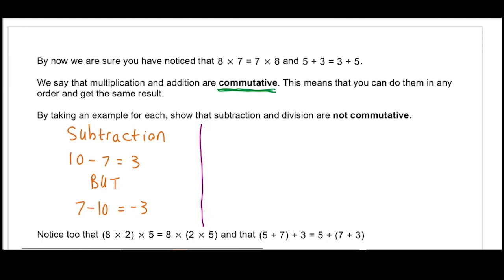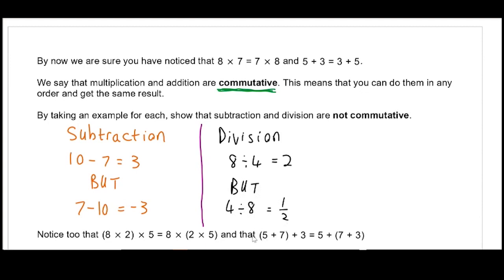Let's look at division. Division is also not commutative. So let's just take two numbers and divide them. For example, 8 divided by 4, and we get 2. But when we divide 4 by 8, think of 4 sweets divided by 8 people, we actually get half a sweet each. Not the same.